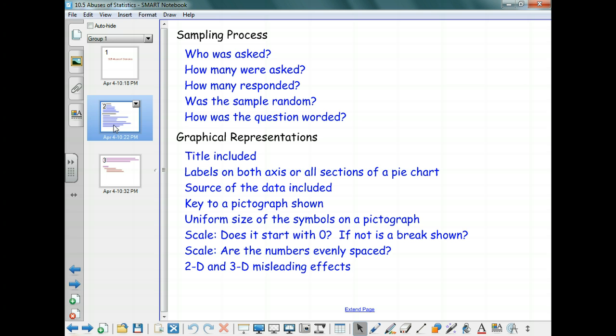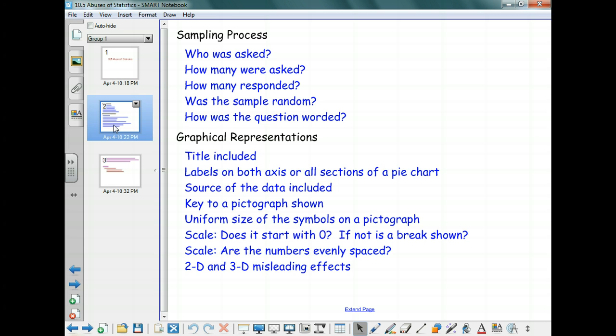No title, you're not really sure what you're looking at. The same thing with your axes. The axes have to be labeled, or the slices in the pie chart have to be labeled. You need to know what we're actually representing. If those pieces are not labeled, they could mean something different than what you thought they meant when you looked at them. The key to a pictograph is shown.